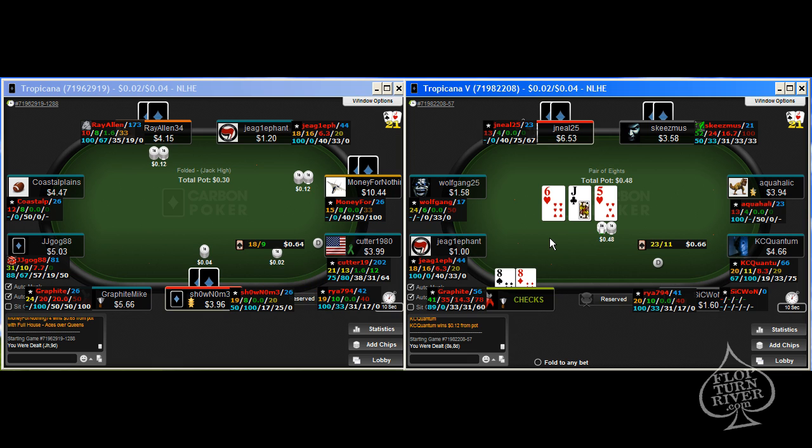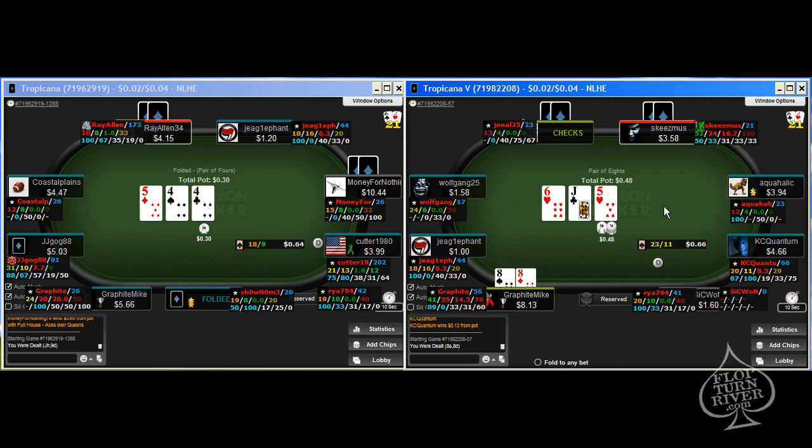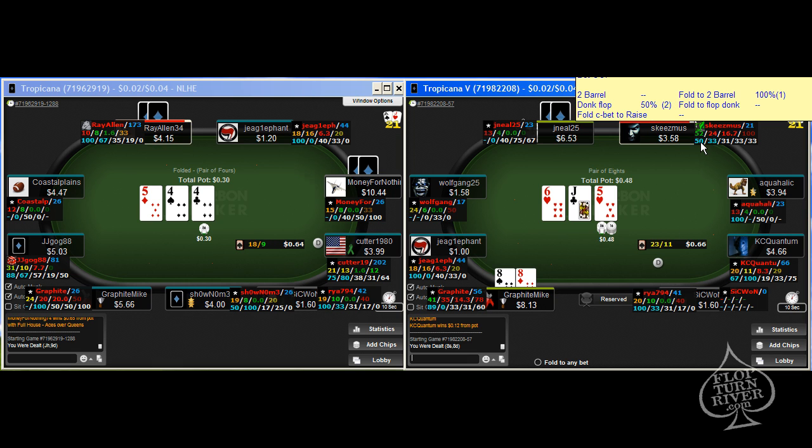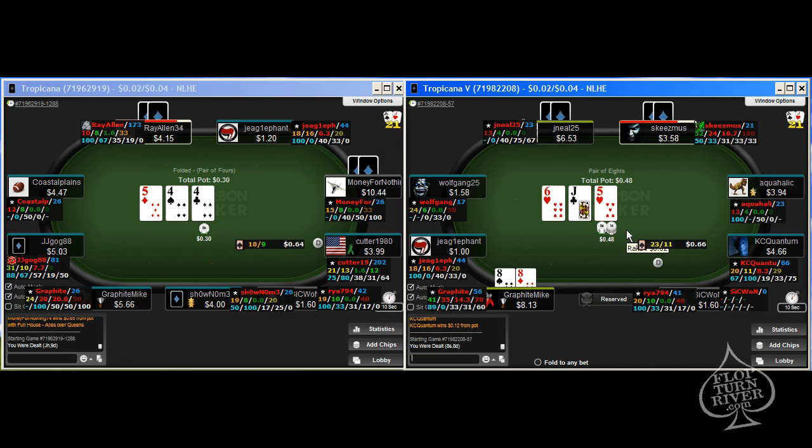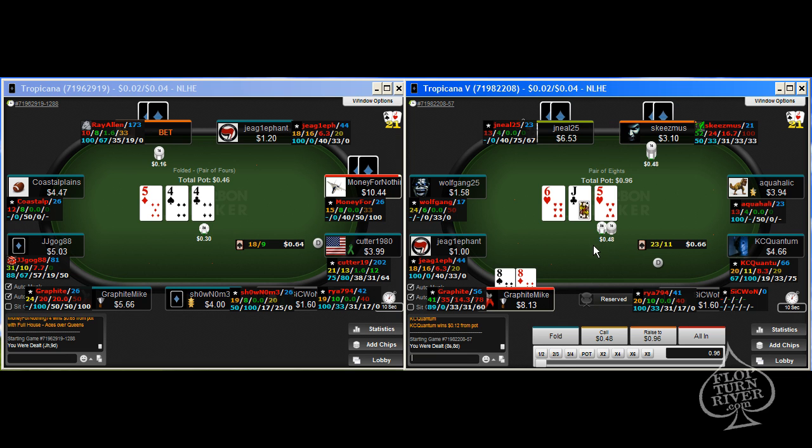And that's not a bad flop. It's not a great flop either. If he c-bets, yeah, if he pots it 3 ways, I'm just giving him credit. I'm just gonna fold.